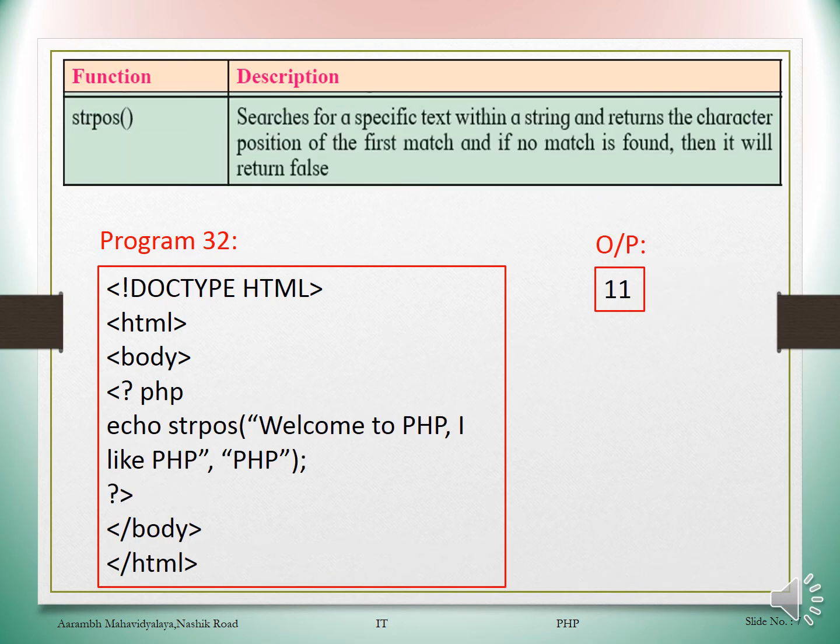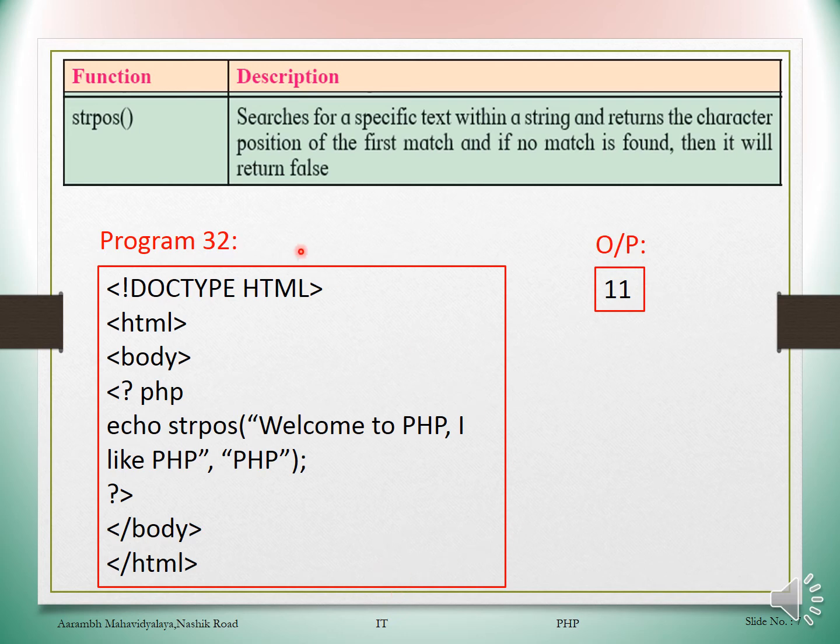Then the next one, strpos, string position. It searches for a specific text within a string and returns the character position of the first match, and if no match is found, then it will return false. That means in the provided string, if you have to find a specific word or letter, it searches from the first position, and when it gets the matching position, it will give the position count of that specific letter or word.